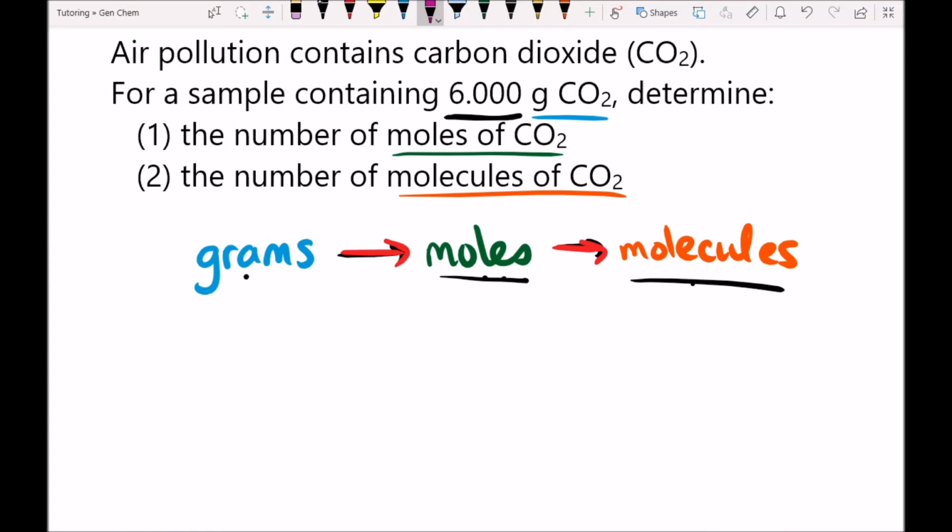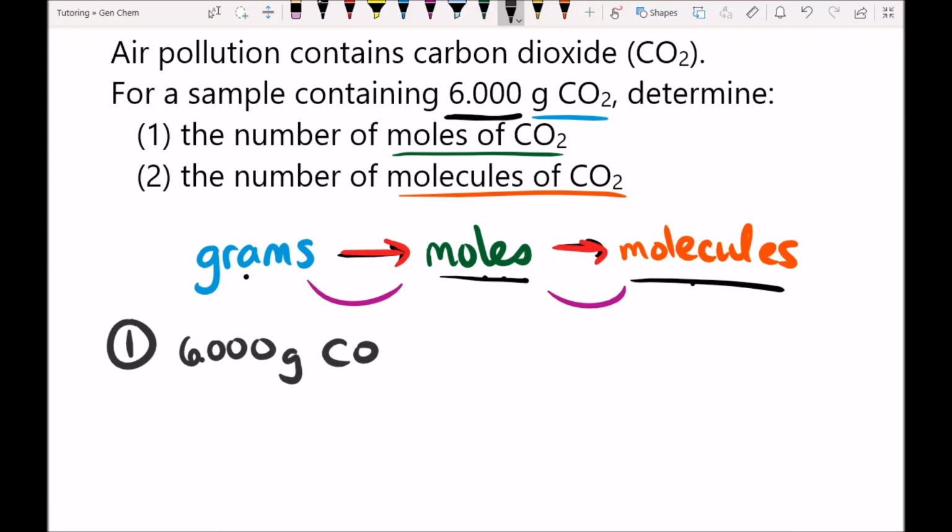And we have 2 arrows. We have 2 unit conversions, so we need 2 conversion factors. We need one that relates grams and moles, and then one that relates moles and molecules. So let's get started on part 1. So we're given 6.000 grams of CO2, and we need to transform grams into moles. So we need a conversion factor that relates grams and moles, and that is the molar mass.